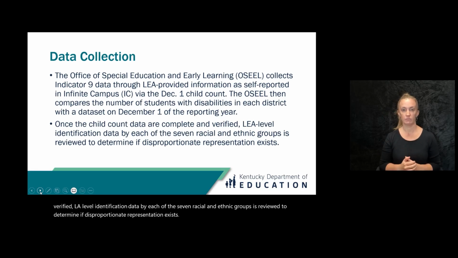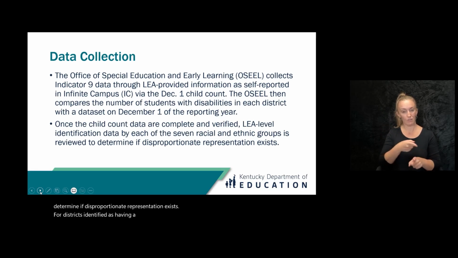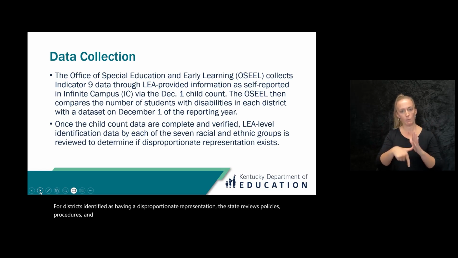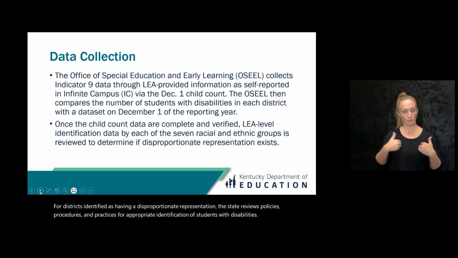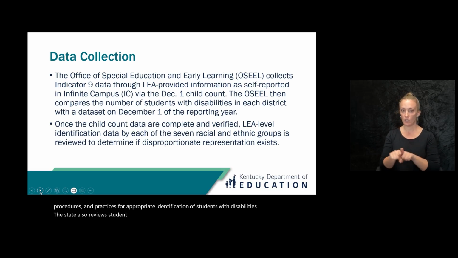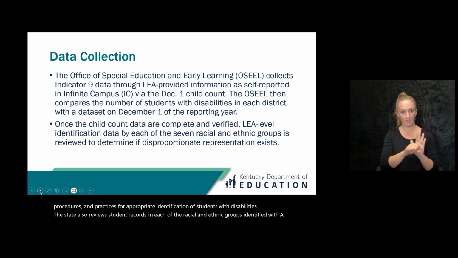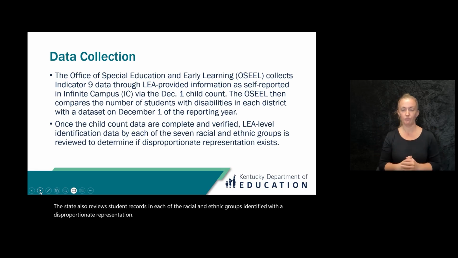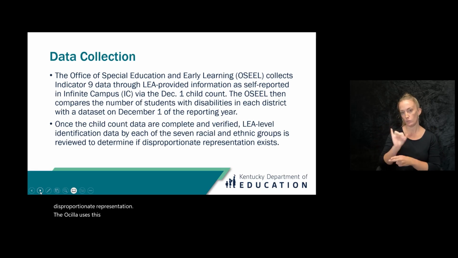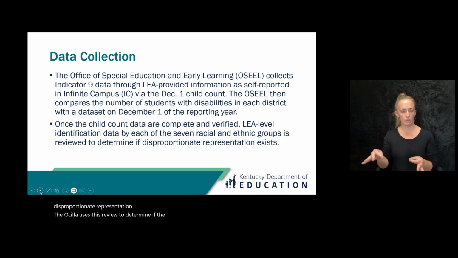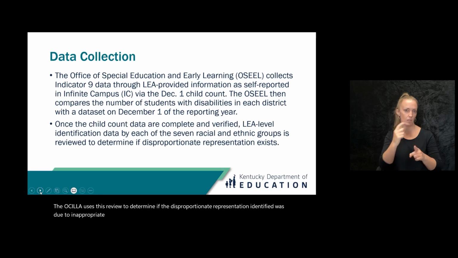For districts identified as having a disproportionate representation, the state reviews policies, procedures, and practices for appropriate identification of students with disabilities. The state also reviews student records in each of the racial and ethnic groups identified with a disproportionate representation. The OSEAL uses this review to determine if the disproportionate representation identified was due to inappropriate policies, procedure, or practice.